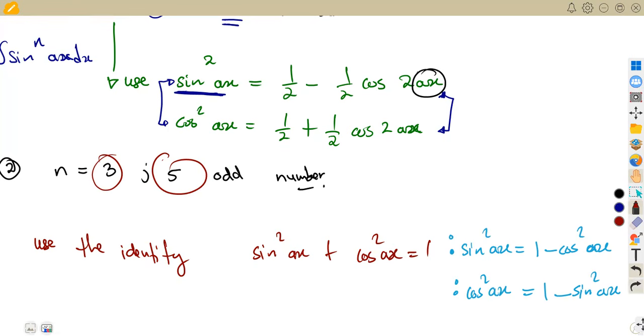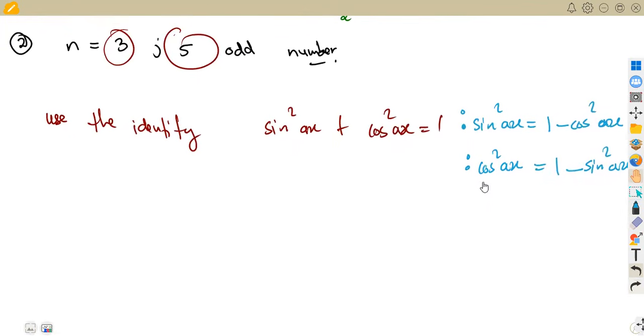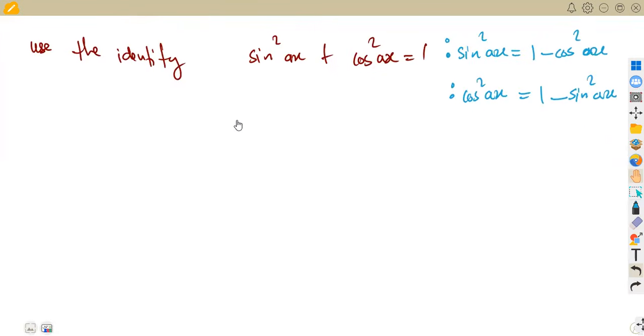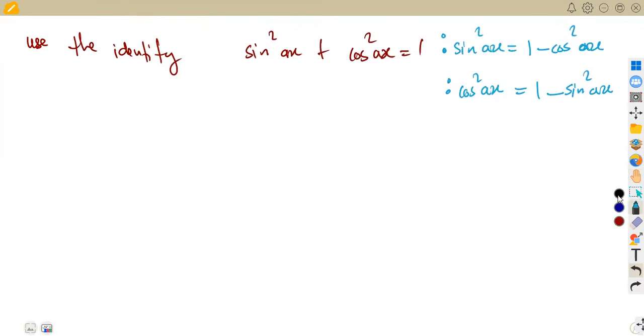Okay, let's start with a simple question. I want us to start with a simpler question. Remember, I'm talking about a condition where n is equal to 3 or n is equal to 5, whereby these are odd exponents. All right, let us say we are asked to integrate with respect to x sine to the exponent of 3x. This is what we are supposed to integrate. We've got 3, which is an odd exponent.